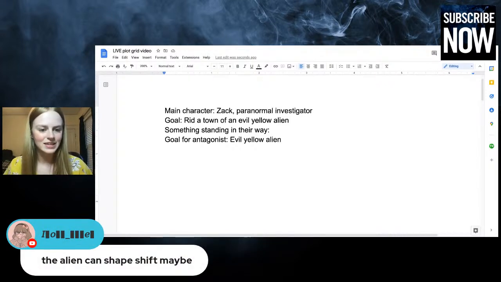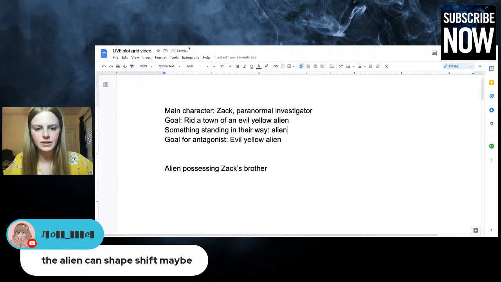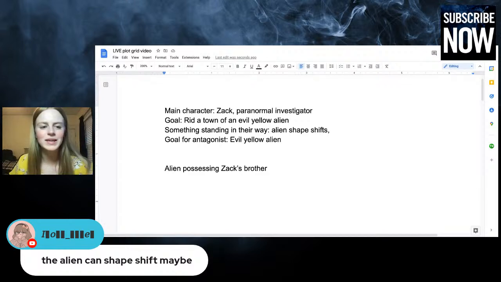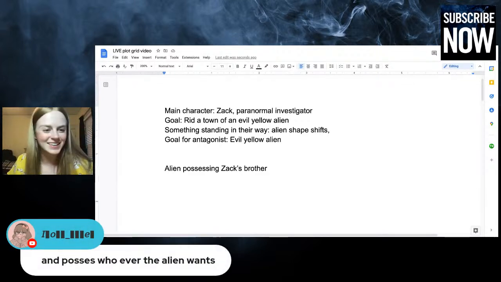Ivy Roses says the alien can shapeshift maybe. Yes, also a very good idea. So I'm going to write down here about the alien possessing Zach's brother. And yeah, so something standing in their way, alien shape shifts. Maybe the alien is a bunch of goo that can take the form of people and also possess people. We can keep it a little ambiguous. And yes, exactly, Ivory Roses, and possesses who the alien wants.